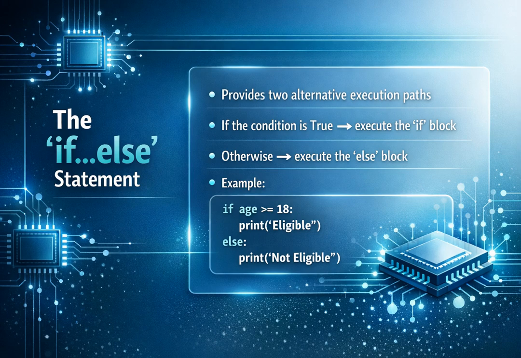The if-else statement gives us two execution paths. If the condition is true, the if block runs. If it is false, the else block runs instead. This is like a fork in the road where you must always take one of the two paths.